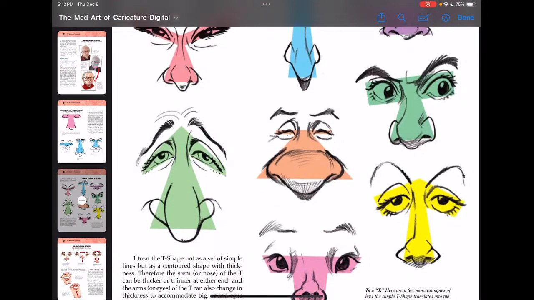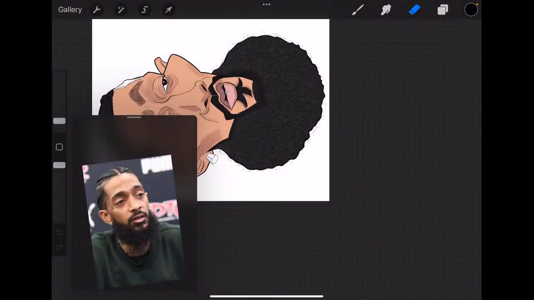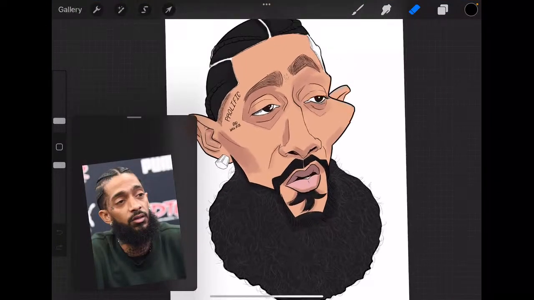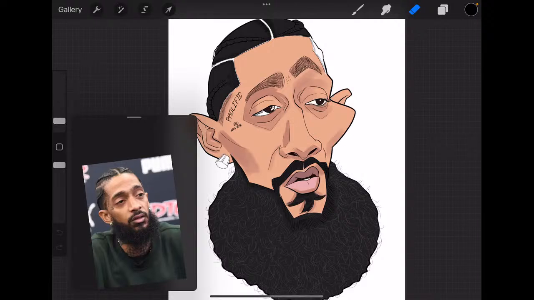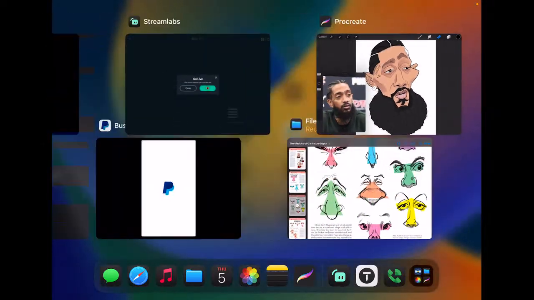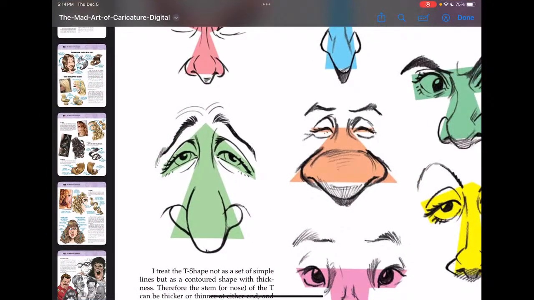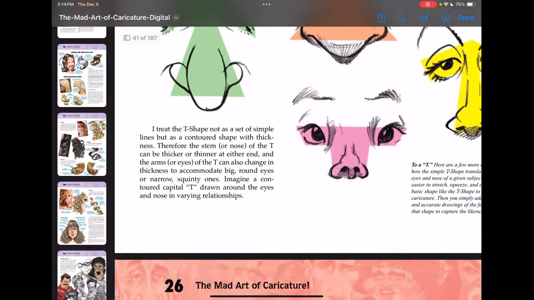And I'll show you guys one that I'm working on right now. I'm having a little bit of difficulty with the eyes. Honestly, getting the nose relationship and the head shape kind of just comes easily in a way. So yeah, let's go back to the book.